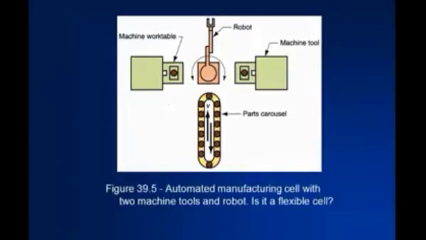This is the FMS layout that is based on a robot, and the robot is coordinating with the machines. When the parts are produced, they are moved with the help of the conveyor belt. So this robot is in coordination with these machine stations, and the parts are moved with the conveyor belt. So this is another FMS layout.